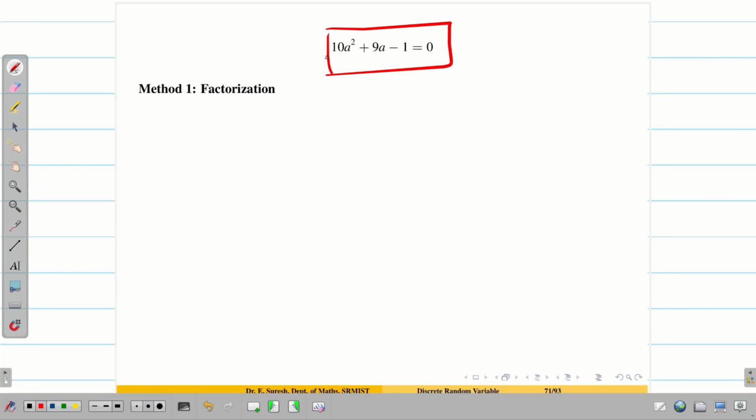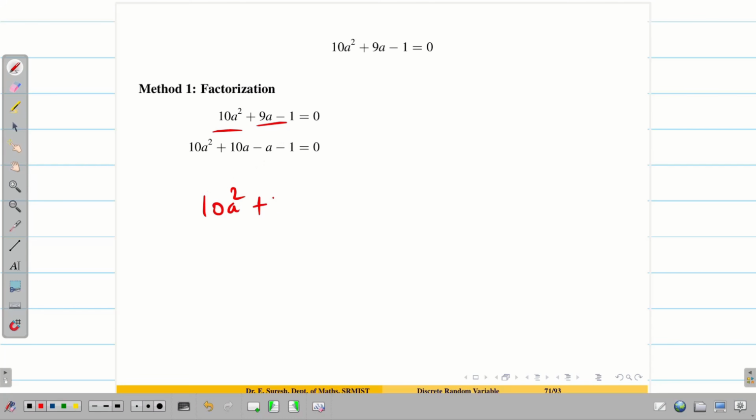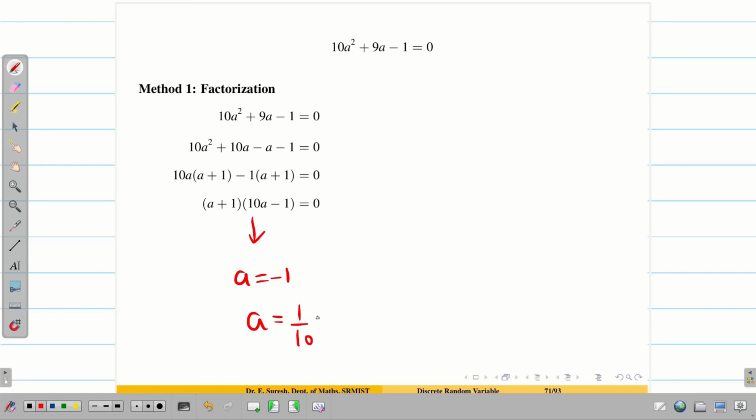Now we can solve the same quadratic equation through factorization if you don't like the calculator. Then split this. We have 10a square plus 9a minus 1. I can write this as 10a square plus 10a minus a minus 1 equal to 0, since 9a can be written as 10a minus a. And then take 10a outside from the first two terms. We get 10a into a plus 1, and take minus outside, we get minus into a plus 1. Now simplifying this, we get a equal to minus 1 and a equal to 1 by 10.